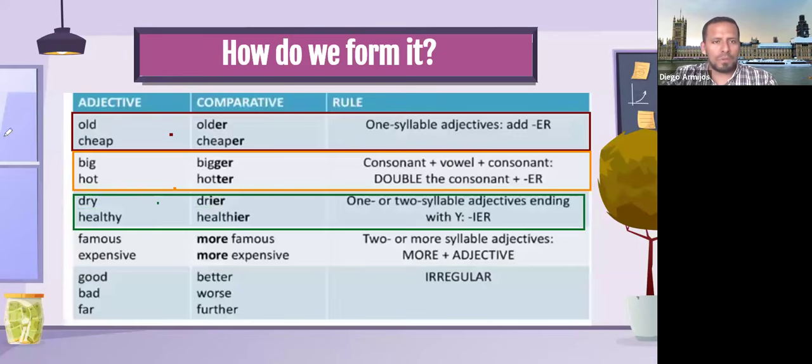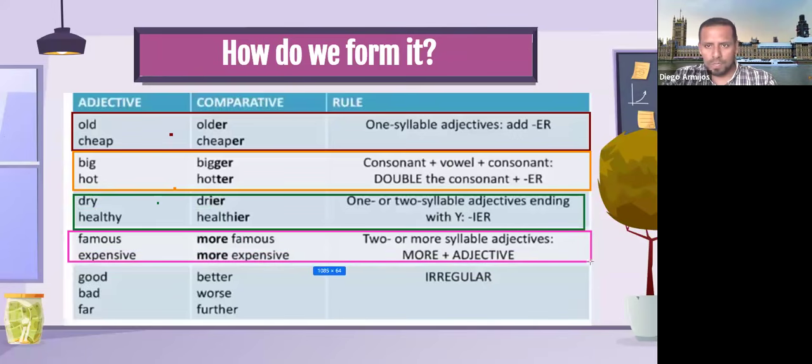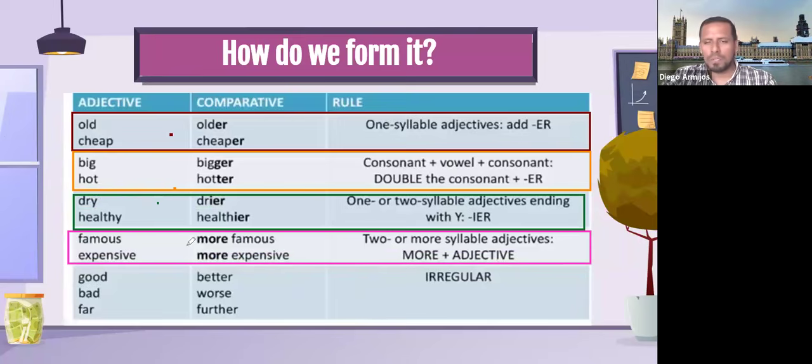Now we have another pattern here. I put it in another color for you to identify. It says famous. In this case it's totally different because this adjective is a little bit longer than the others. So in this case, you need to add more. For example, famous, more famous.